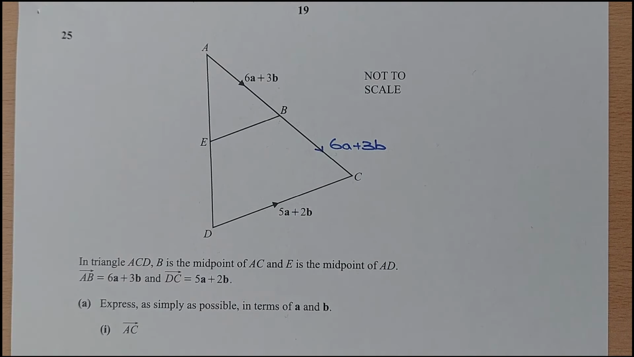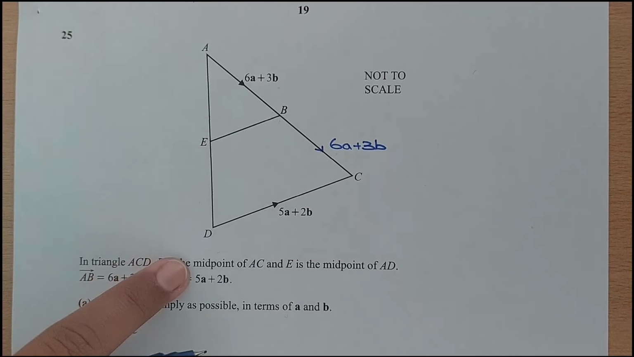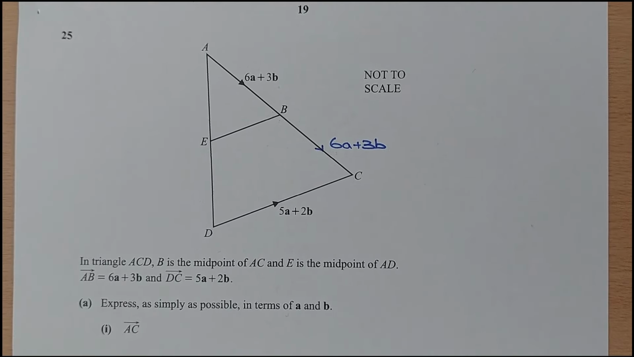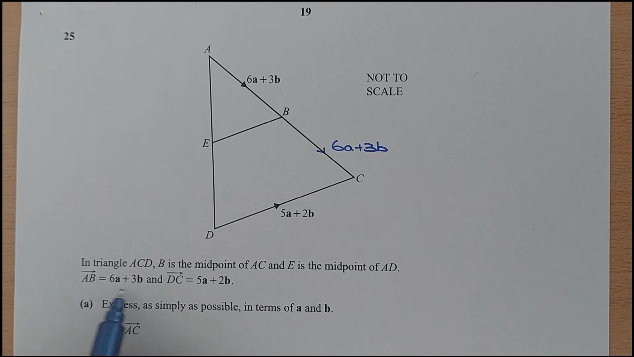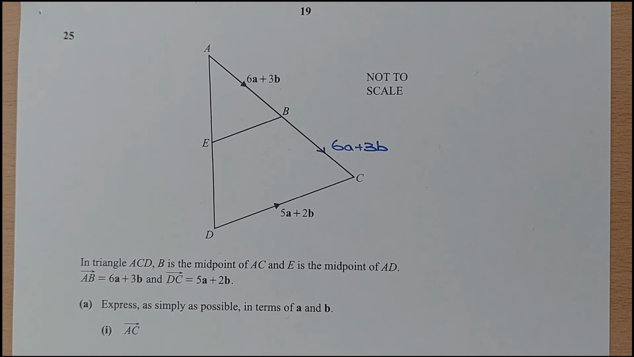And E is the midpoint of AD. So E is also a midpoint of AD, so it means these two sides are also the same, right? So we have given AB, that is 6A plus 3B, and DC, D to C, is 5A plus 2B. Now for part A, express as simply as possible in terms of A and or B.